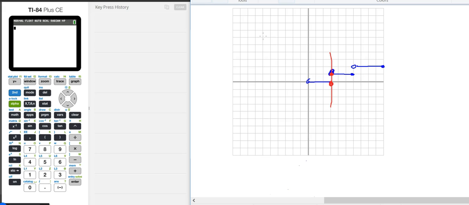And that's important to realize when you have piecewise functions or step functions. Let's say you have a piecewise function like this.